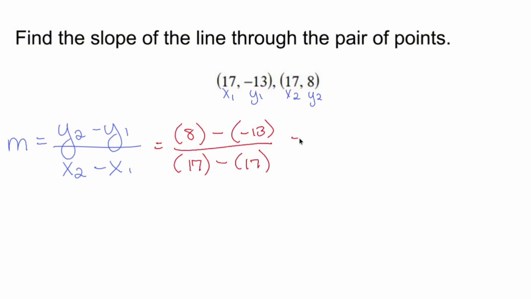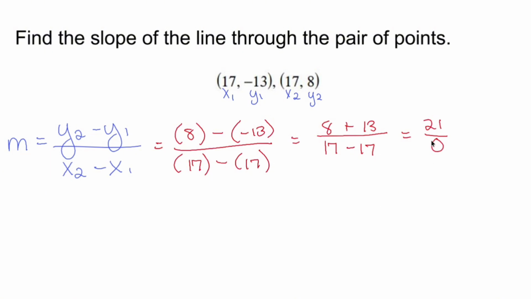Now, like I said, I know what's going to happen. Let's clean up the numerator and the denominator. If there's nothing in front of a parentheses, you don't need the parentheses anymore. This is a double negative. Minus a negative is the same thing as plus a positive, so plus 13. Since there's nothing in front of parentheses 17, I don't need the parentheses. Minus 17 looks like minus 17. Now, 8 plus 13 in the numerator is going to be 21. 17 minus 17 is going to be 0.